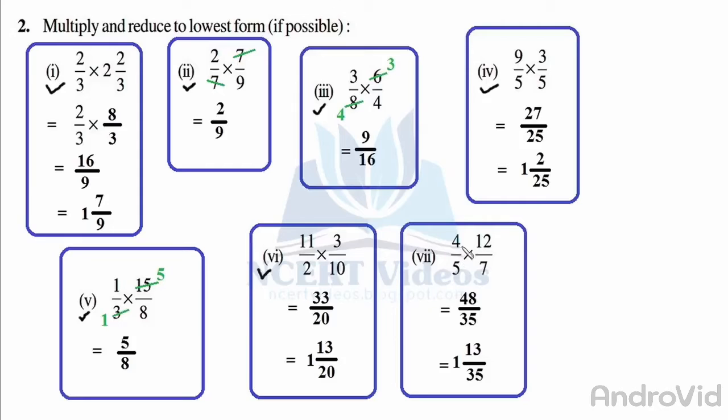Now last, 12 fours are 48, 4 2s are 8, 4 1s are 4. In this way you can also do 7 5s are 35. Now it is improper. 35 ones are 35 and 13 is remainder when you subtract it from 48. So 1 and 13 over 35. That was a question number second.